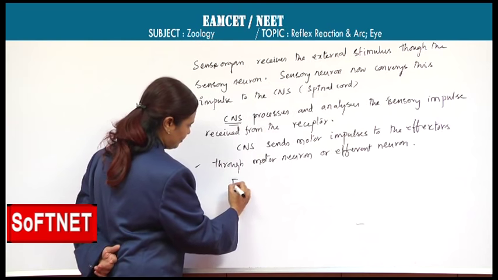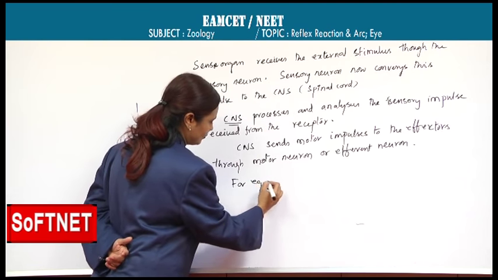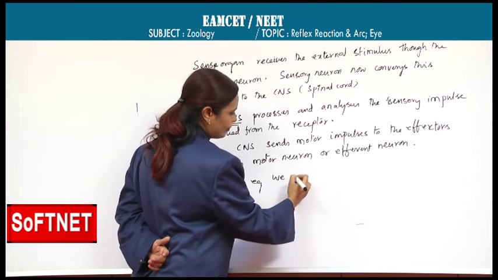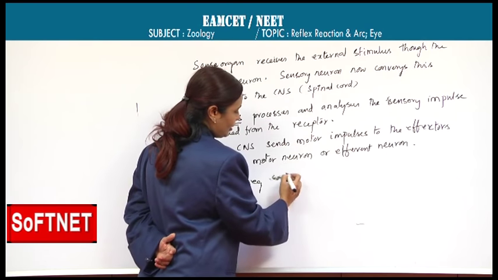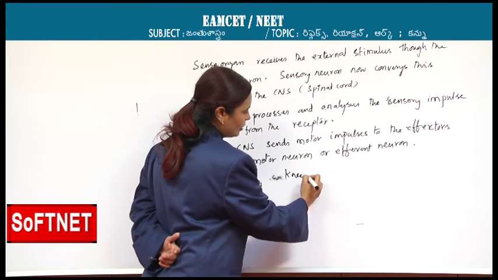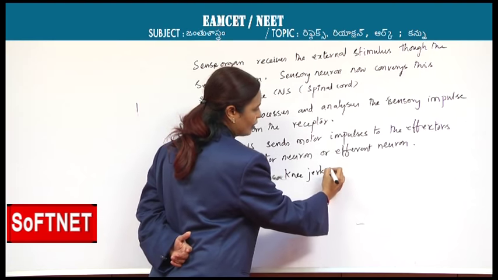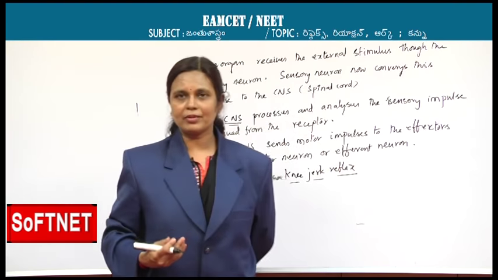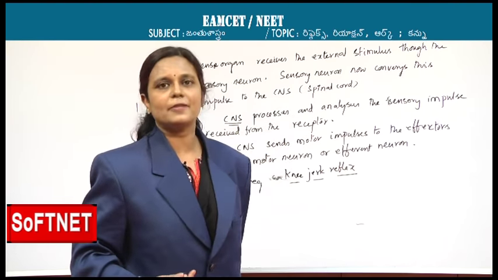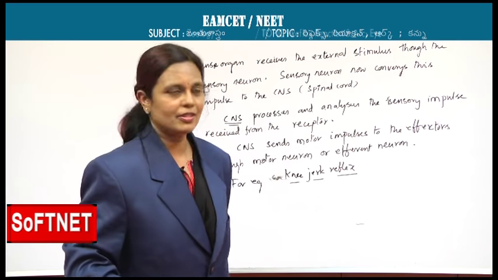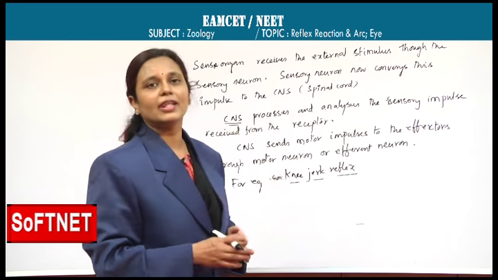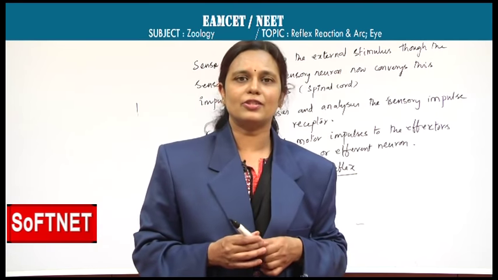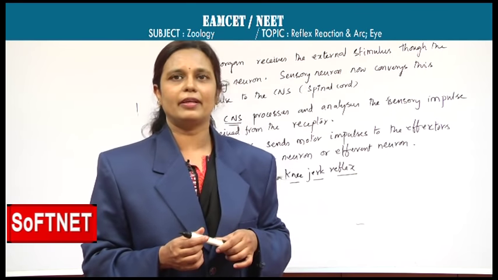For example, we can take the knee jerk reflex. If something hits our knee, our response is so quick, which is the best example for this reflex reaction controlled and coordinated by spinal cord.